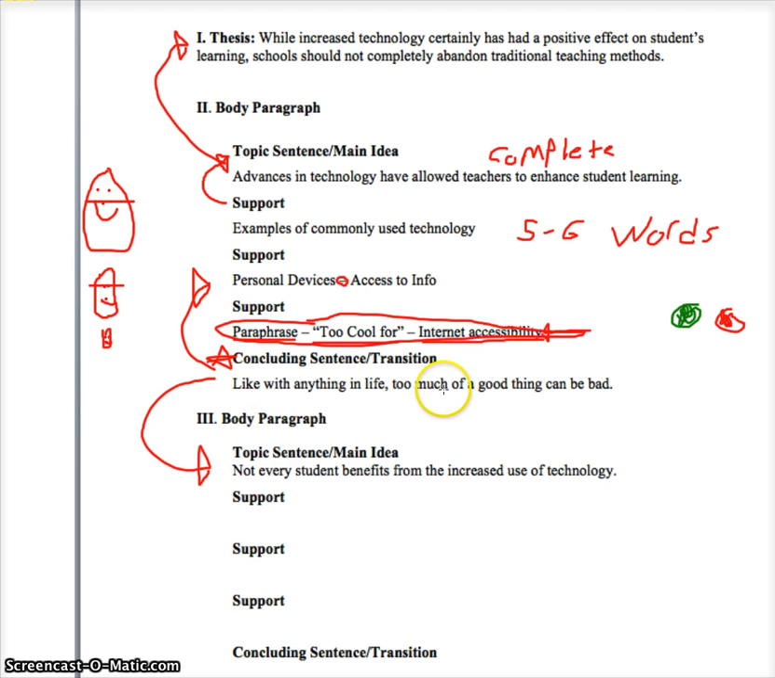So like with anything in life, too much of a good thing can be bad. Let me show you how I did this here. So a good thing, right? That talks about how in this paragraph I was saying that, yeah, technology isn't bad. But too much of it can be bad, which is the idea that I'm going to talk about in this paragraph. So this works as a nice transition between the two.